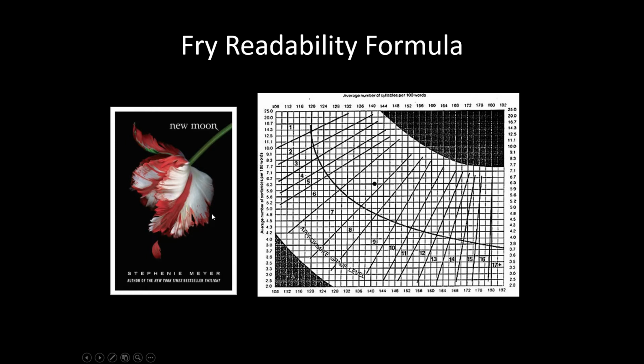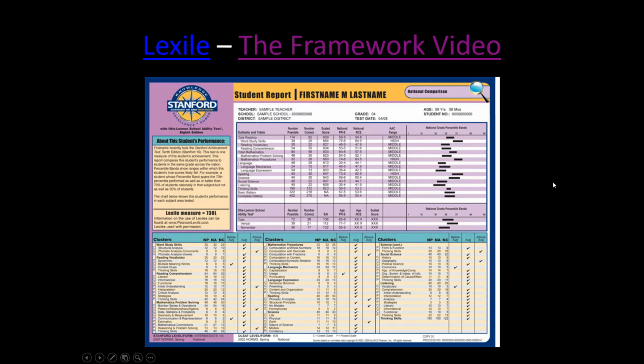So that's the thing to think about with these readability formulas. You have to really be careful about what it is that they are considering and what it is that they don't consider. So Fry considers the size of the words and the length of the sentences, but he does not take into consideration the content of the story.